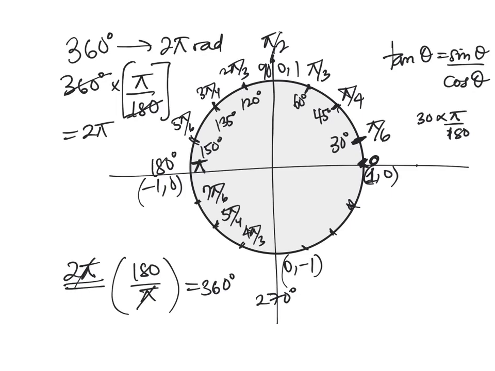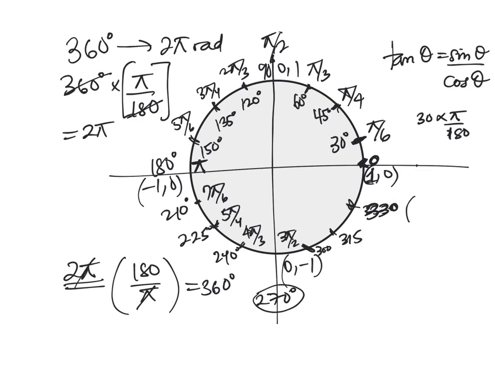Now we're going to write the degree values. In this case, we have 210 degrees, 225 degrees, and 240 degrees. We continue on here. We have 270, which is the same thing as 3 pi over 2. We continue now to 300, then 315, then 330. And then we have 360, as we said.